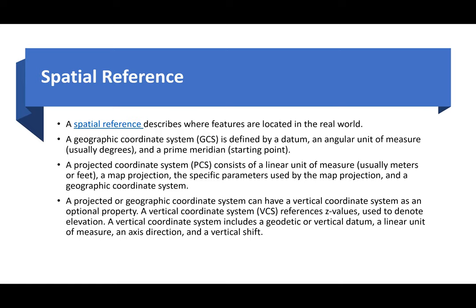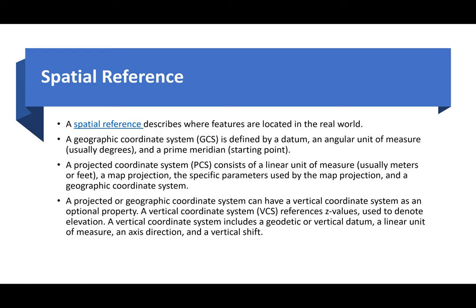A geographic coordinate system, abbreviated GCS, is defined by a datum, an angular unit of measure, usually degrees, and a prime meridian, that is the starting point. A projected coordinate system, abbreviated PCS, consists of a linear unit of measure, typically meters or feet, some unit of measure we're familiar with, a map projection, the specific parameters used by the map projection, and a geographic coordinate system. So a projected coordinate system also includes a geographic coordinate system, whereas a geographic coordinate system isn't a projection, but a projection includes a GCS.